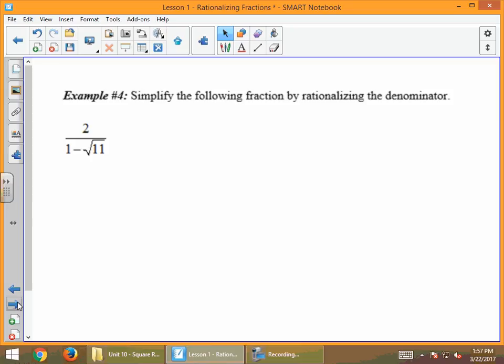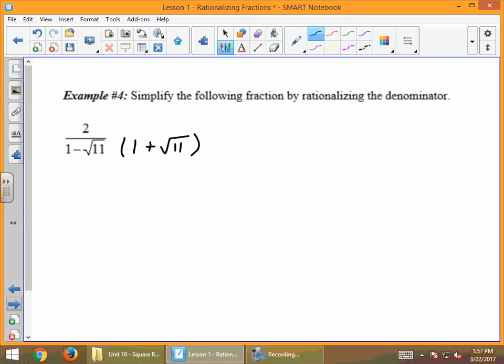1 plus radical 11. Whenever you're adding or subtracting, multiply the top and bottom by the conjugate. Same terms, change the sign in the middle to the opposite. So if it's a negative, it's going to become a positive. So whatever you do to the bottom, that's what you are doing to the top.